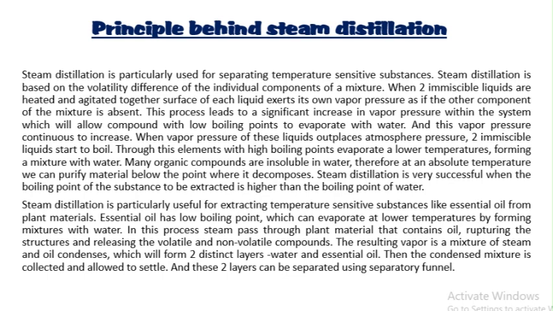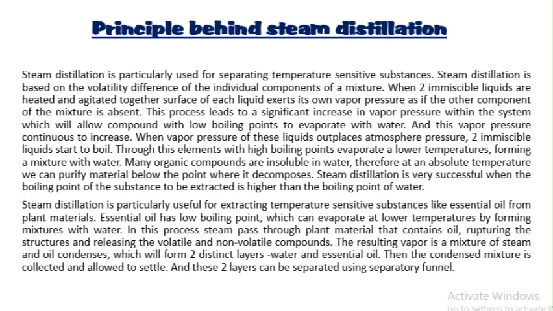This process leads to a significant increase in vapor pressure within the system, which will allow compounds with low boiling points to evaporate with water. And this vapor pressure continues to increase until the vapor pressure of these liquids outpaces atmospheric pressure. Two immiscible liquids start to boil. Through this, elements with high boiling points evaporate at lower temperatures, forming a mixture with water.